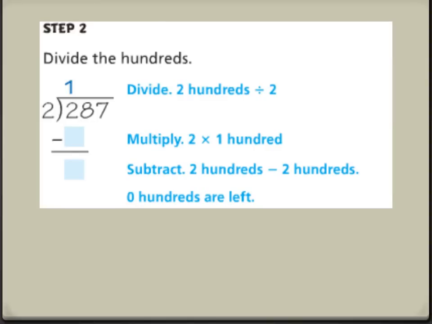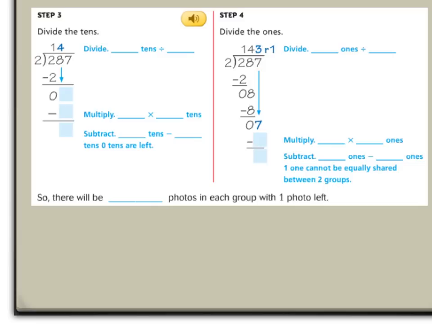We're going to divide the hundreds first. As we said, I can divide 2 hundreds equally by 2 groups. And I know that if I multiply 2 times 100, I will get 2 hundreds, and I'm going to subtract my 2 hundreds from 2 hundreds, and now I have no hundreds, but I'm not done yet. Now I need to move on to the tens place. So I know there were 0 hundreds, but I'm going to bring down this 8 tens.